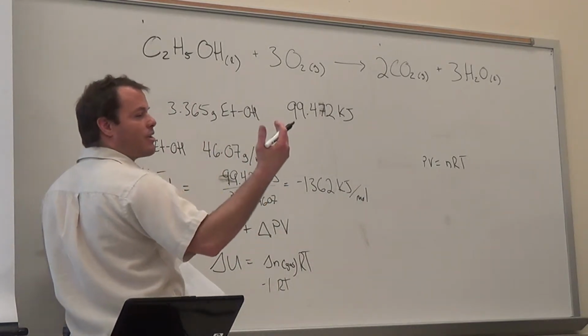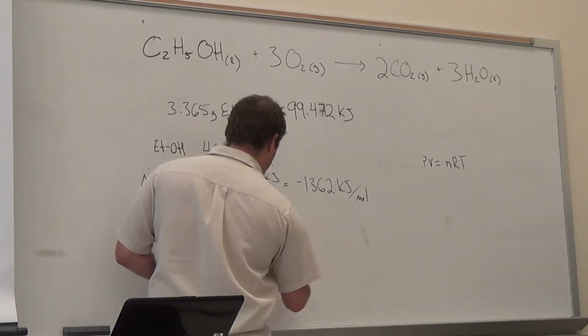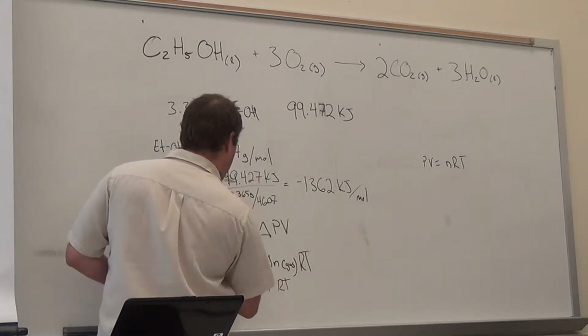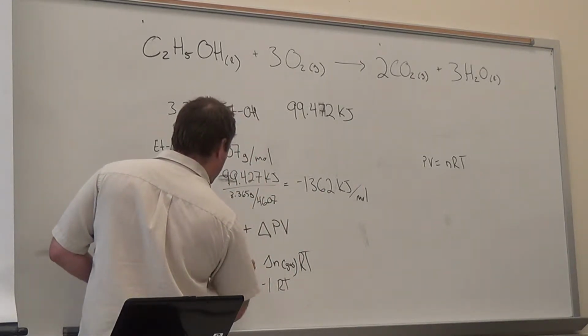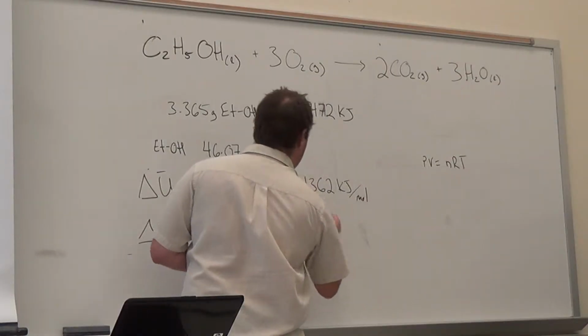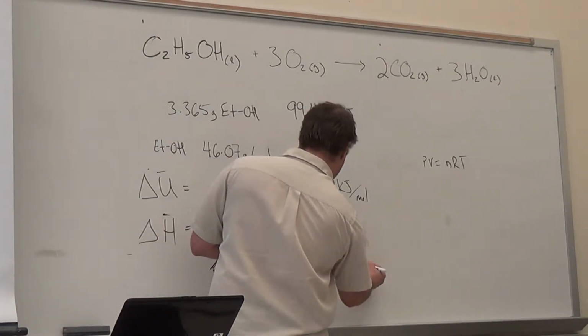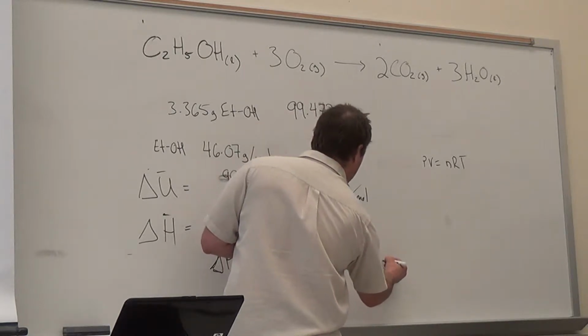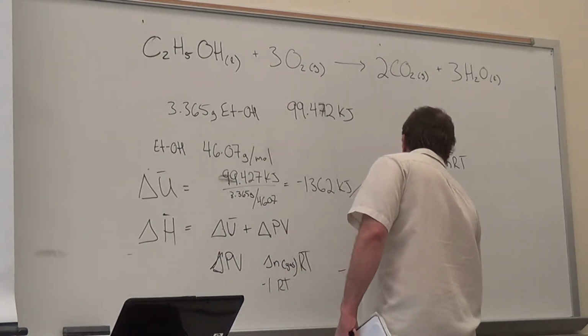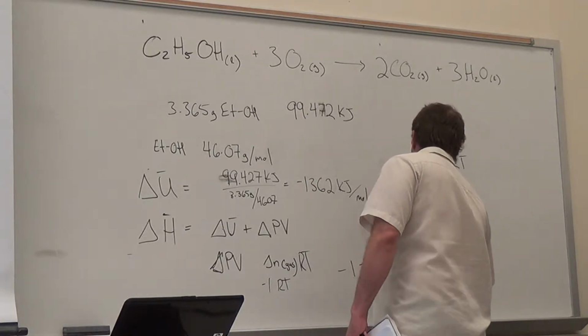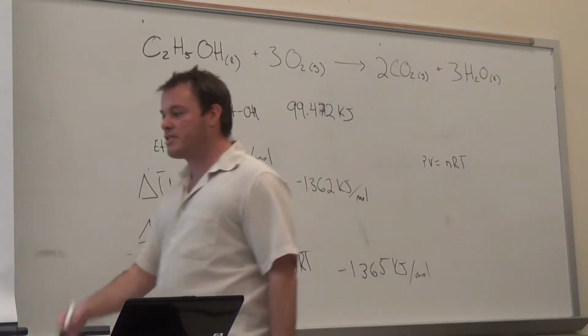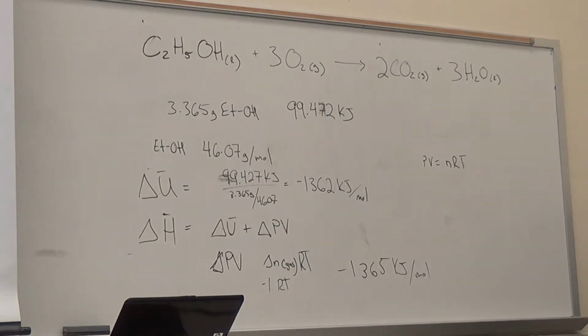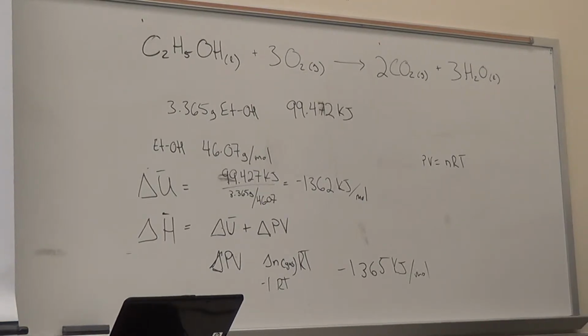I don't have my calculator with me, so I can't calculate it. Your sum ends up being negative 1,365 kilojoules per mole. So there's a difference in delta H and delta U, and that difference is based on the expansion and contraction that happens in the system.